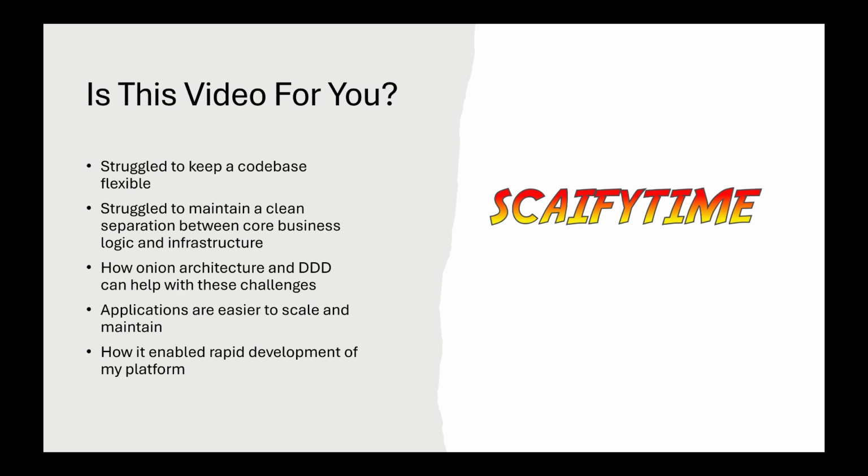If you've ever struggled with keeping your code base flexible as your app grows, or you've hit walls trying to maintain a clean separation between the core business logic and infrastructure, then hopefully this video will be for you. In this video, I will discuss how onion architecture and domain-driven design, DDD for short, can help solve those challenges, making your application easier to scale and maintain, and how it helped me rapidly build in a few months the beginning of my platform.